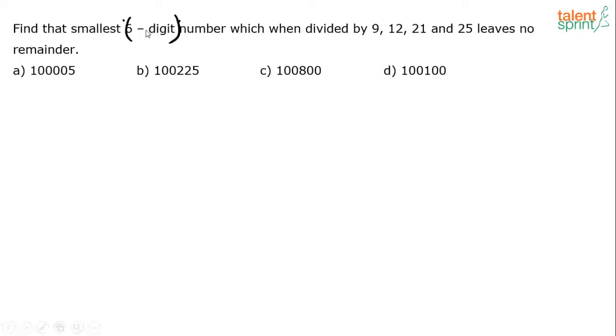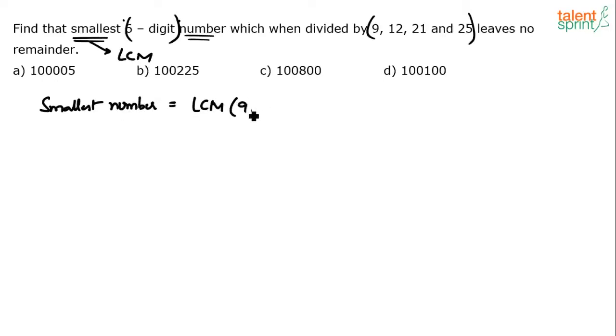So if you neglect 6-digit here, the smallest number which is divisible by the given set of numbers is the LCM of those numbers, right? LCM means least common multiple. So the smallest number here is nothing but the LCM. Least is smallest, common multiple for these values. So let's first find out the smallest number. It is equal to the LCM of 9, 12, 21 and 25.